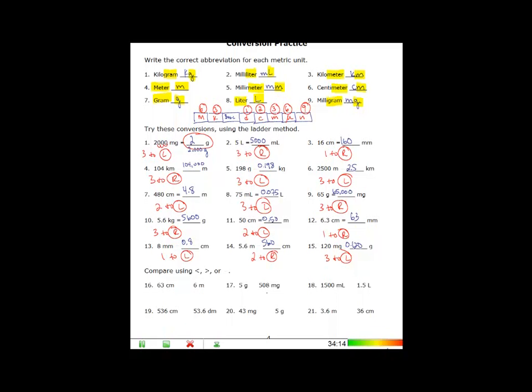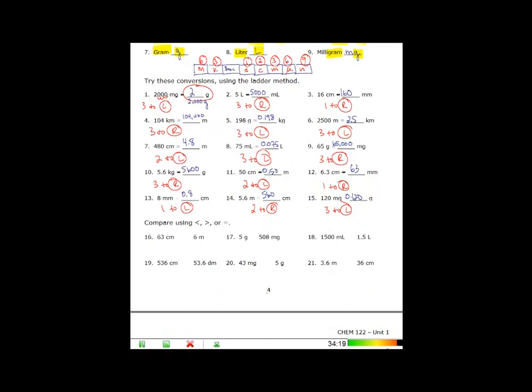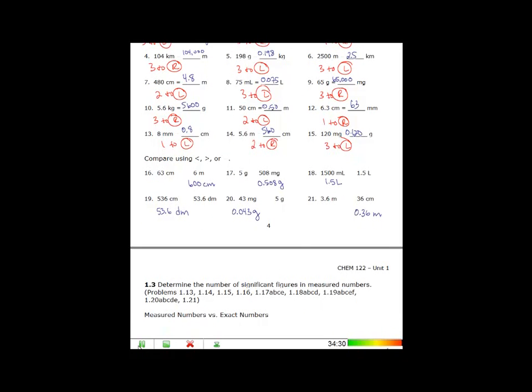Okay, for 16 through 21, these are the equalities where you just have to convert one unit to the other. So I want you to go ahead and convert the units, and then we'll compare the size. Okay, so I've gone ahead and converted one of the units to the same. So in number 16, you have 63 centimeters versus 600 centimeters. So 600 centimeters is definitely a lot larger, so I'll put the greater than sign that way. Number 17, 5 grams compared to 0.508 grams. 5 grams is definitely greater.